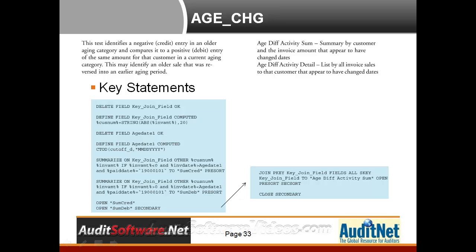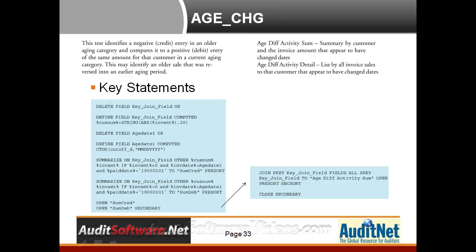The age change test is going to look for activity where you have an older invoice that's being credited out of the system, and then that is being replaced by a new invoice with a newer date. We're going to be joining the files together and looking for situations where it's the same customer number and the same amount of that invoice, and that added together creates this key join field that then is joined upon for purposes of this test.